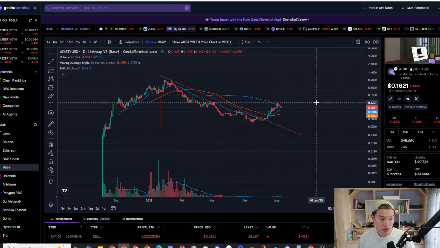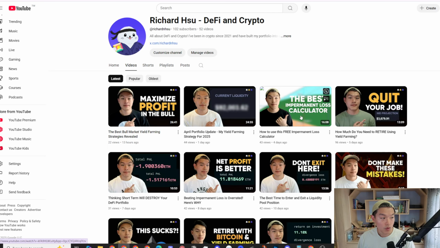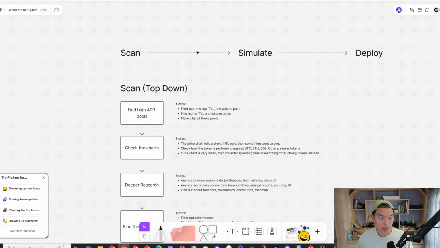So that's pretty much the bulk of the scanning portion. You can see I've found a high volume pair that I'm bullish on. And then the next step is to use other platforms like Metrics Finance or Revert to simulate the position performance. But that's for another video. And if you want to learn how to simulate a position, or how to calculate your impermanent loss, then this video is a good watch. But that's the scanning process here.